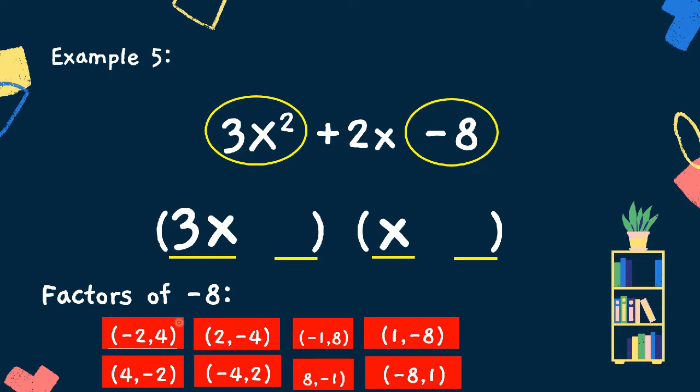So in this given example, if our leading coefficient is greater than 1, we will use the strategy of trial and error. So what is that? We will try all factors until we get the correct answer. So we will try the first factors of negative 8, which are negative 2 and positive 4. So we will try to plug in negative 2 and positive 4.